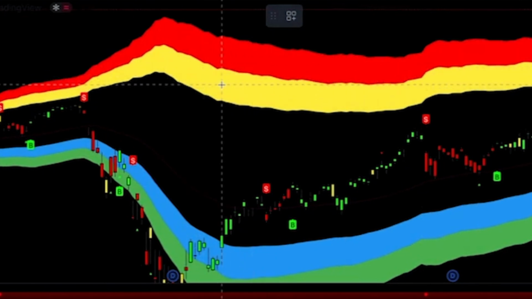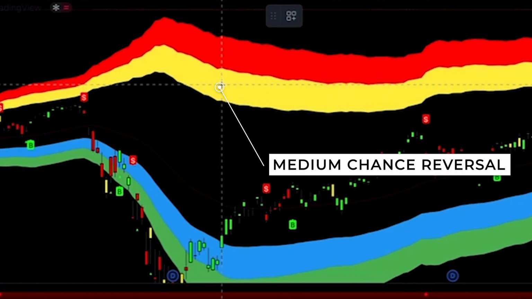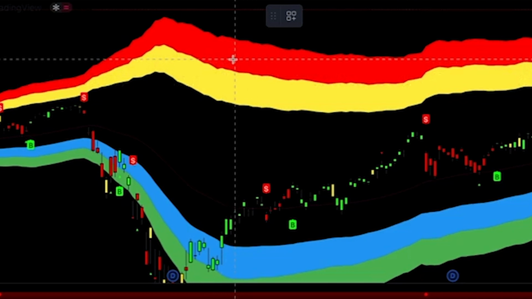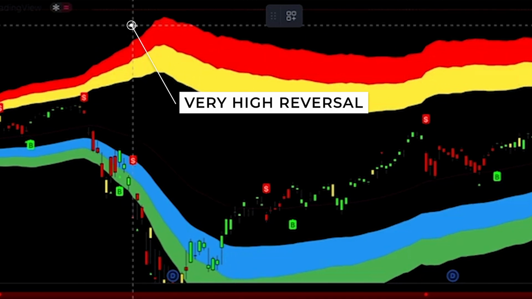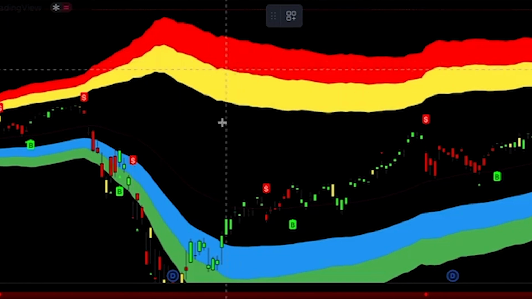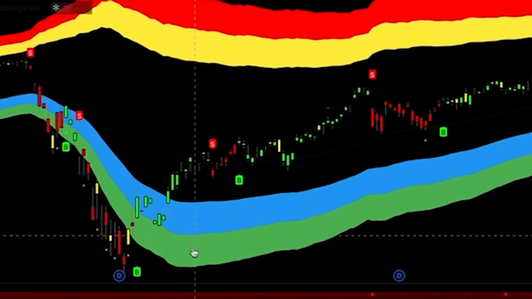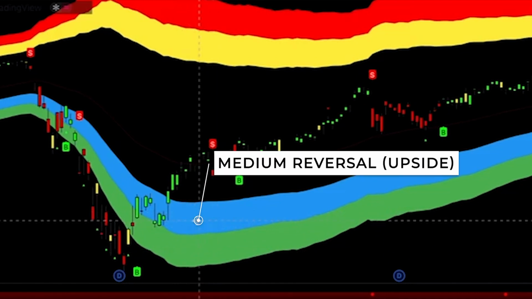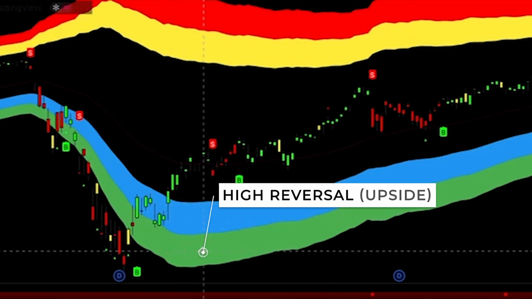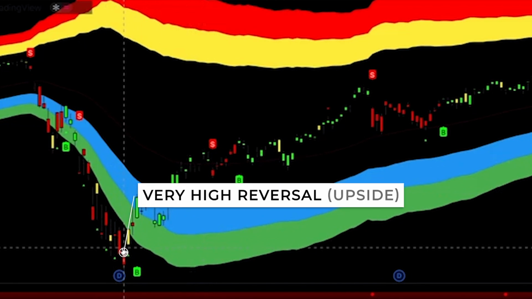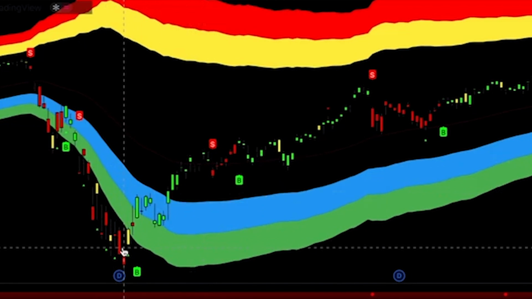and that gives us an idea of, if it's in the yellow bands, we have a medium chance in the short term of reversing. Inside the red bands, we have a high chance of reversing sometime soon. And outside of the bands, we have a very high chance in the short term of reversing back into these bands. And on the bottom side, you have two colors, blue and green. The blue color means the same thing to the bottom side: a medium chance of reversing to the upside. Green gives us a high chance of reversing to the upside. And anything outside of that, we will be reversing to the upside in the near future.